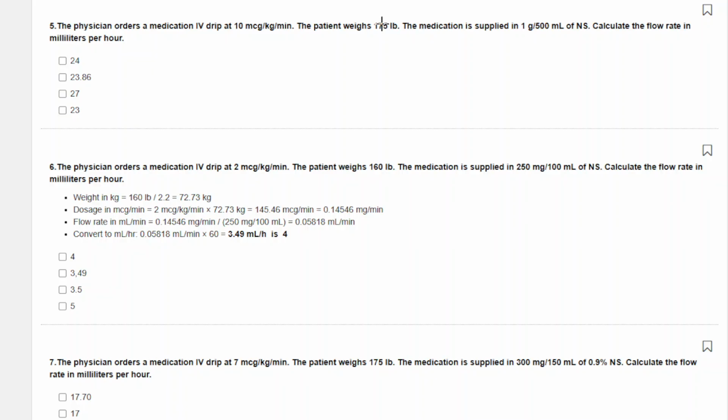The first step you have to do, convert the pound, multiply that by the weight in the kilogram. Since it's in pounds, I divide that by 2.2, I got 79.7. So I'll go ahead, multiply that one by 79.5, multiply that by 10. When I do that, I have now 795.5 microgram per minute.